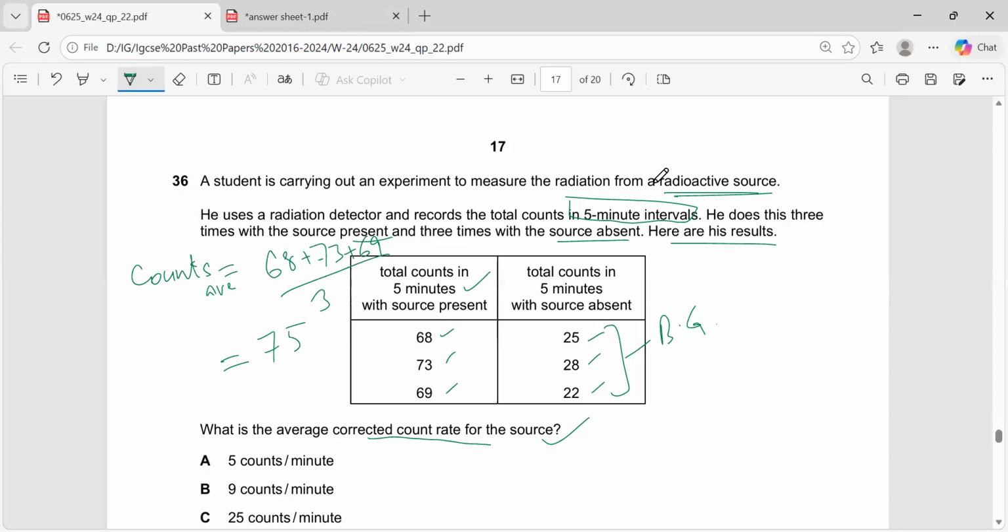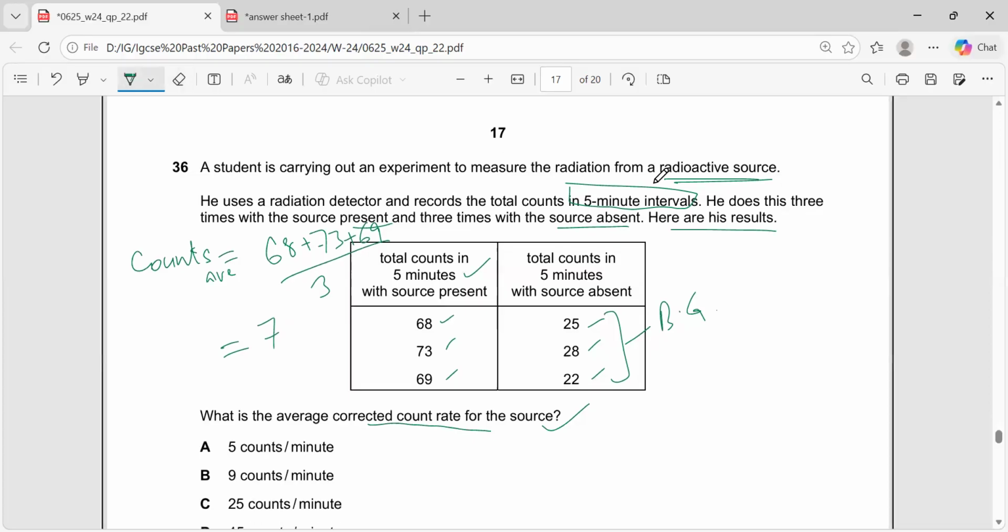No, not 75, Mr. Sajad. Wake up. How can it be 75? 68 plus 73 plus 69 equal to 210 divided by 3. So it is 70. Sorry. So total is what? 70 on average. Similarly, background average: 25 plus 28 plus 22 divided by 3. This is equal to 25.